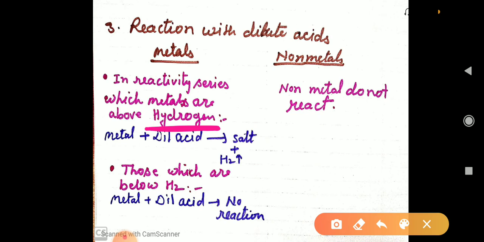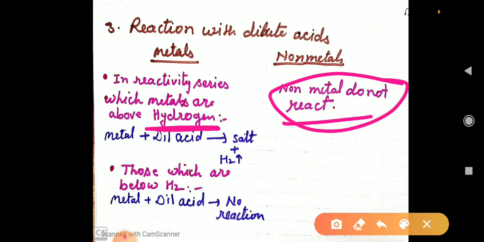And the non-metals, they do not react with the dilute acid. There is no reaction with the dilute acid.